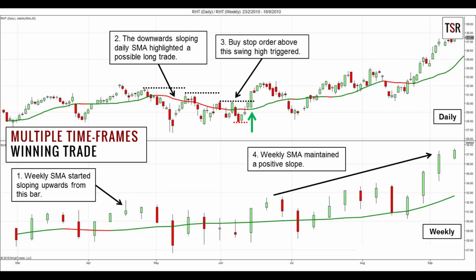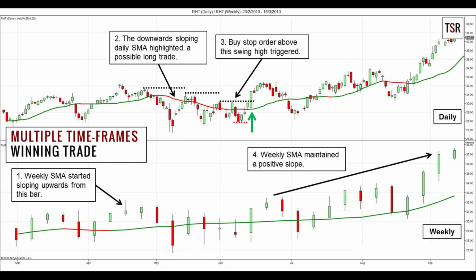Trading examples: multiple time frames in the charts below. The top panel shows the daily bars and the bottom one shows the weekly bars. The 20-period SMA's color changes according to its slope. The chart above shows the price action of Red Hat Inc., RHT on NYSE. The weekly EMA turned upwards at this bar. It was a sign of a bullish price context.